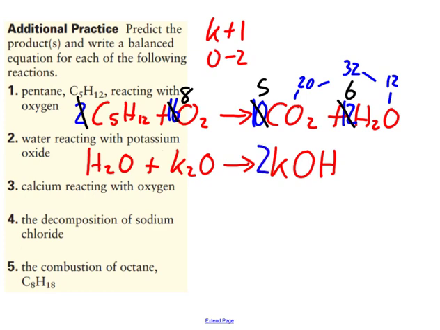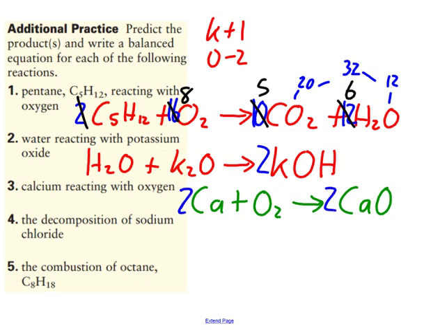All right. Very nice. Okay, next up, we've got another one that could qualify as two different types of reactions. Calcium reacting with oxygen. Okay, so calcium's a +2, oxygen's a -2, CaO. It's synthesis, or it's also considered combustion. Let's balance, and we're done with that one.